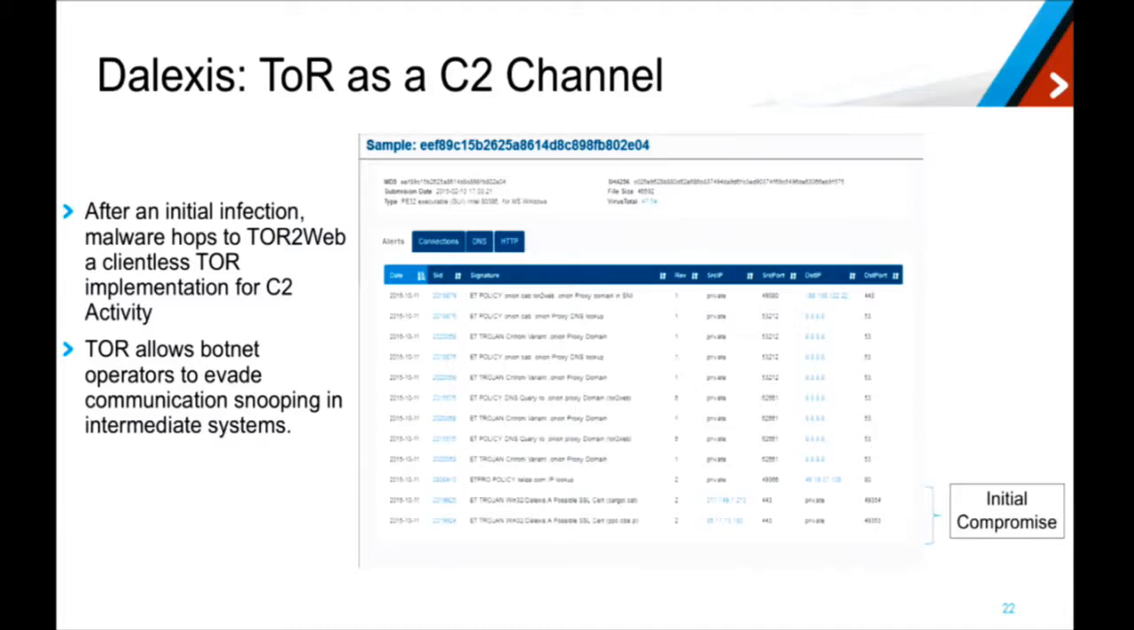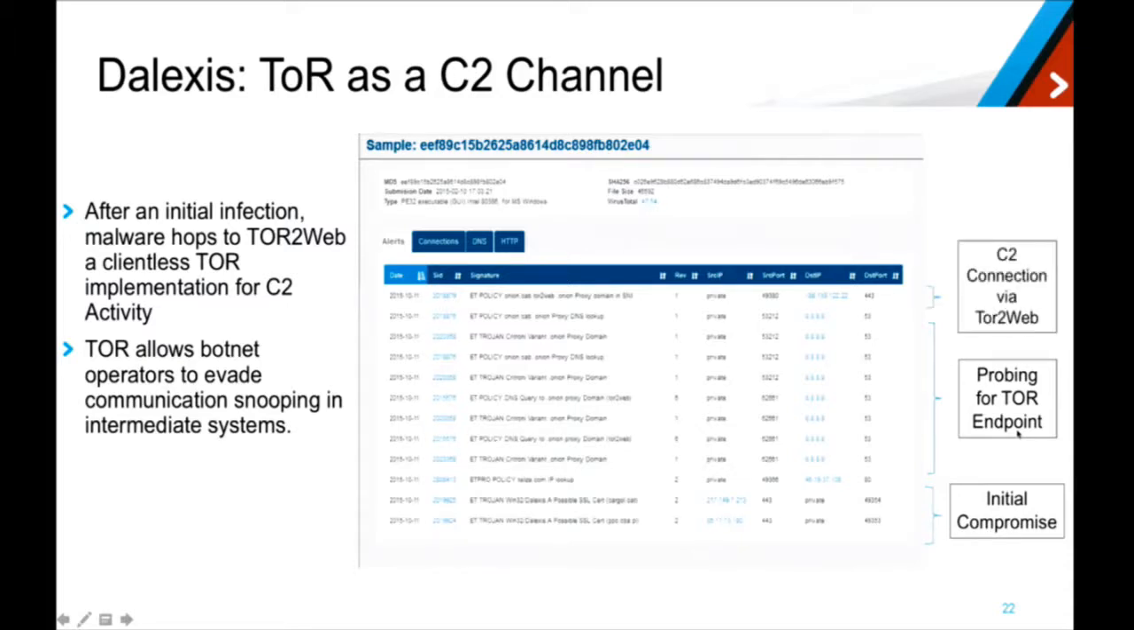Oh yeah, so basically, a quick animation here. So just showing here, we got the initial compromise where the payload is delivered as an exchange. The endpoint is probing for Tor information, Tor nodes, doing DNS resolution, and then finally it's making its connection to Tor2web, and so it can exchange this information covertly.